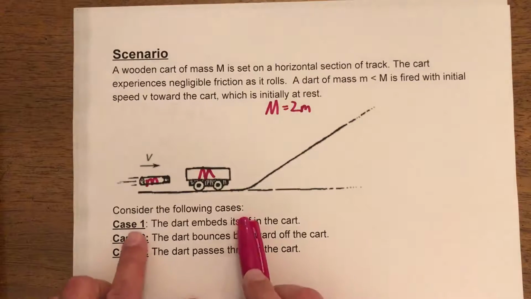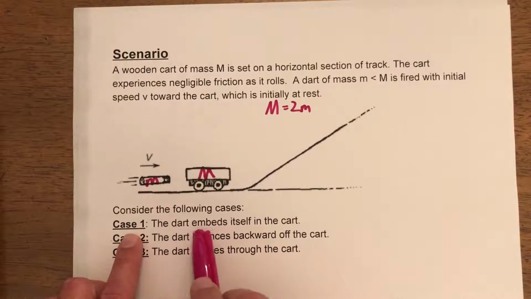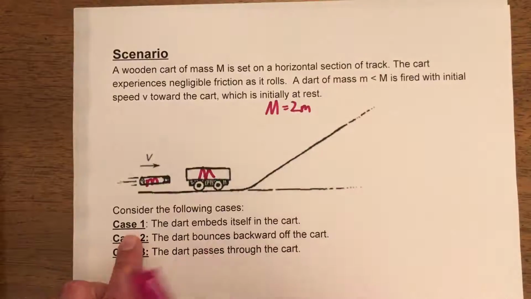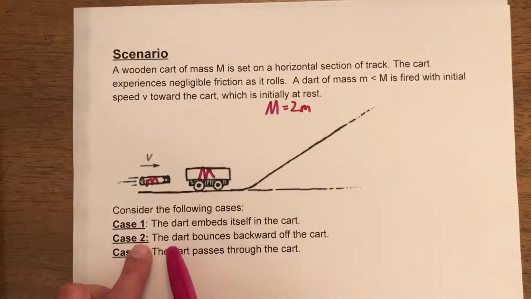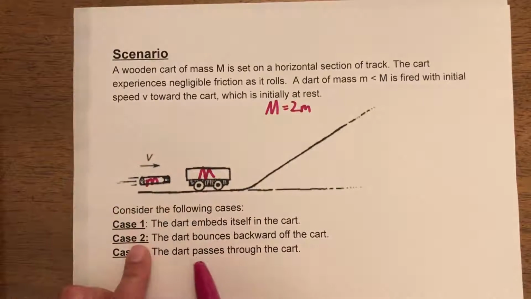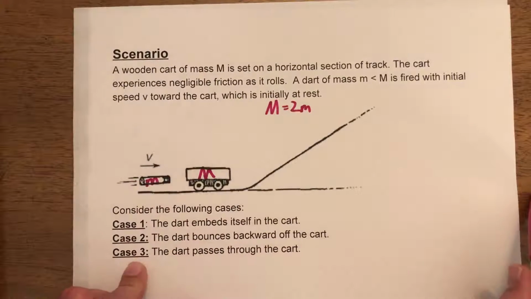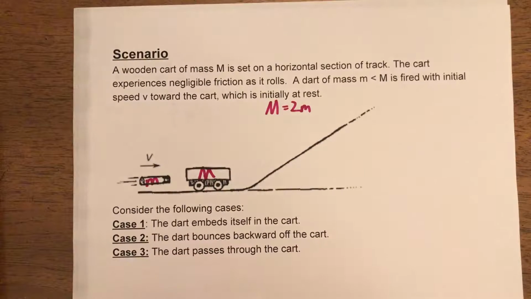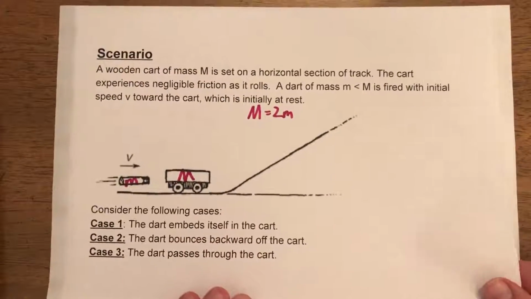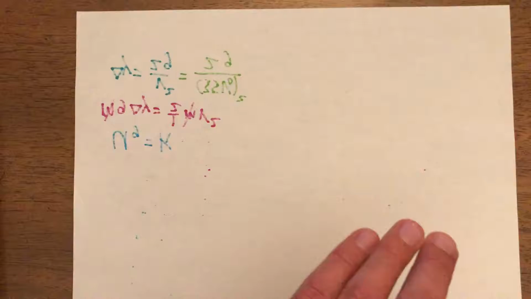So we've got 3 different cases it says to consider. Case 1, the dart embeds in the cart, and they roll off together. So that's a completely inelastic collision. Case 2, the dart bounces backward off the cart. And case 3, the dart passes through the cart, and then keeps moving. So they want us to do some motion diagrams for each case.